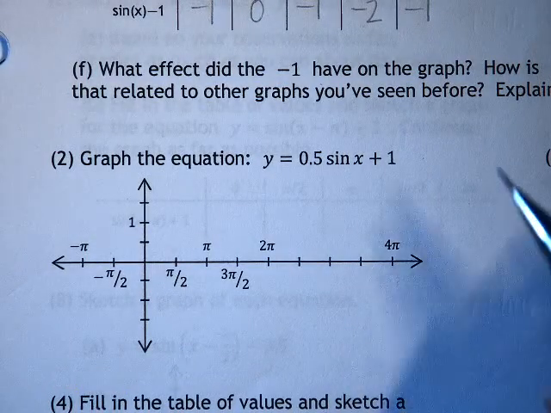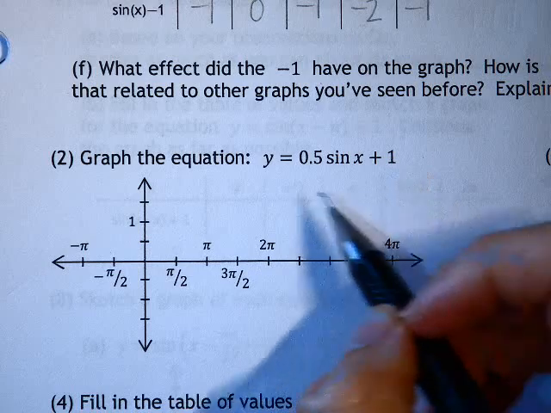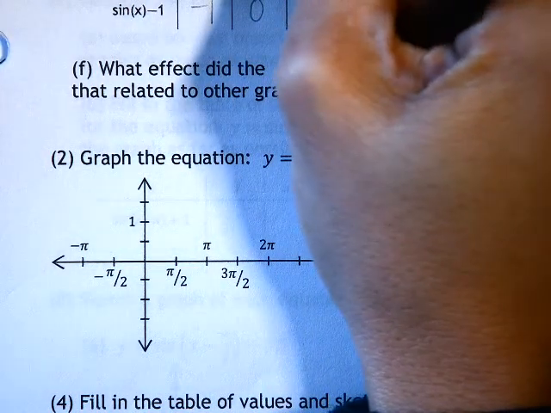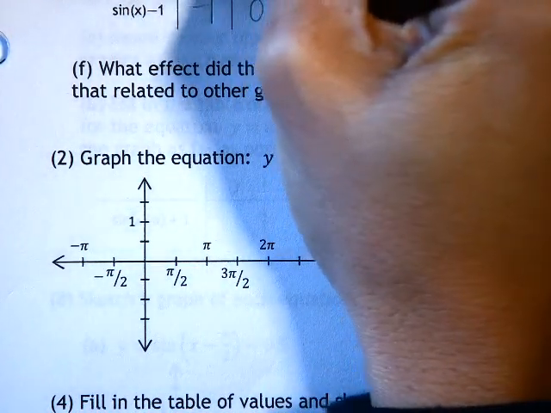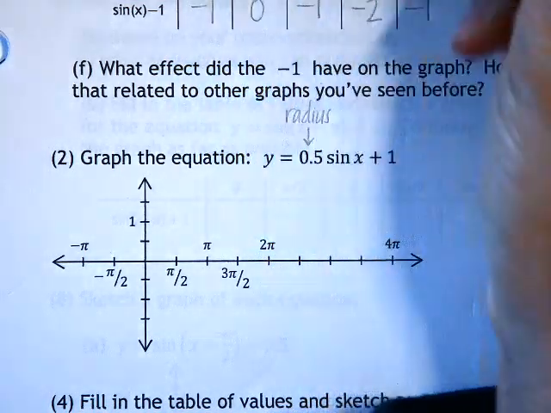So in question number 2 it says graph this equation. Now this number in the front reminds me of that radius situation that we saw in the previous set of videos.